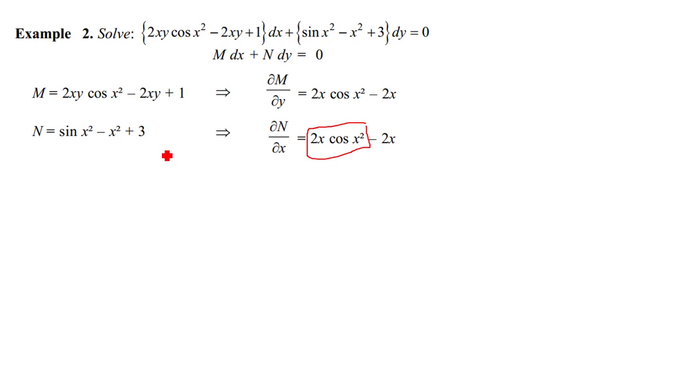So I was just differentiating this first part here. When you differentiate negative x squared, you have negative 2x. When you differentiate 3, you're going to have 0. So after differentiating, you can now check your solutions here. Check if they are the same.